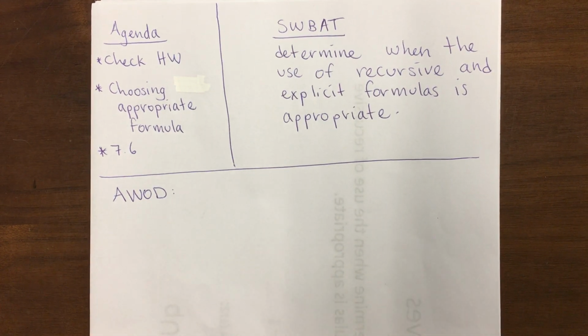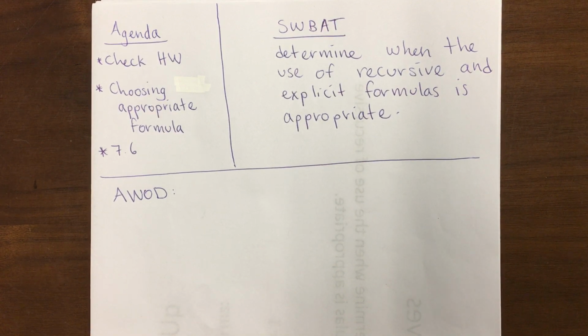Hello students, today's agenda is to check homework. You will be choosing the appropriate formula and you will be able to do 7.6. Today students will be able to determine when the use of recursive and explicit formulas is appropriate.